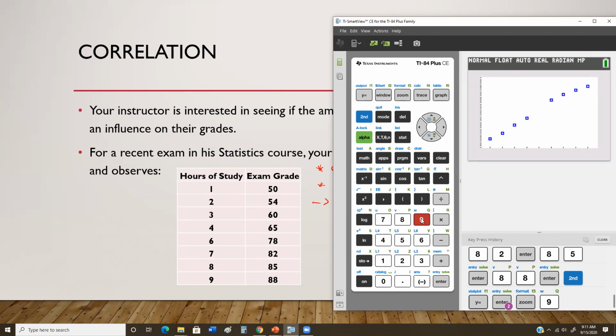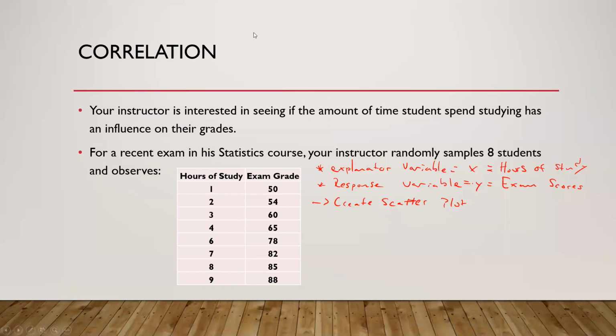Awesome. All right, so just looking at this relationship here, I have this scatter plot in my graphing calculator. I would describe this as a positive linear relationship. So we are seeing a positive linear relationship here. Okay, good. Now let's measure the strength of that.